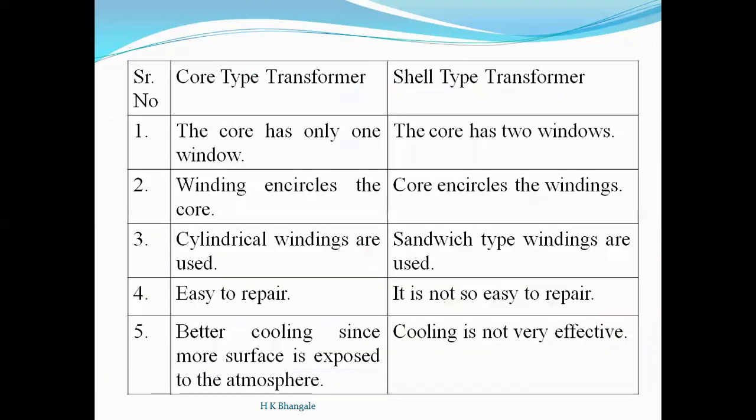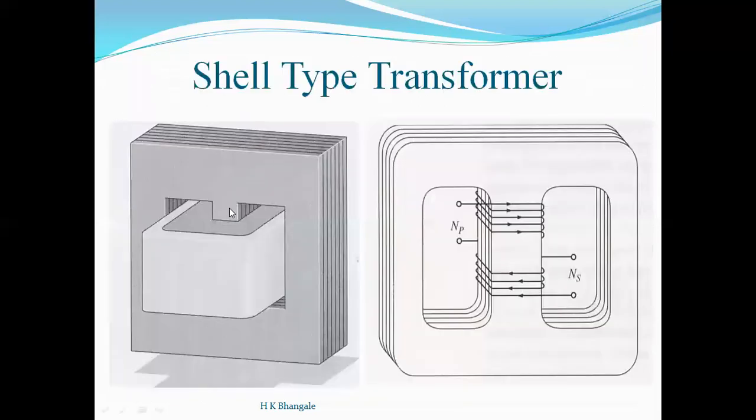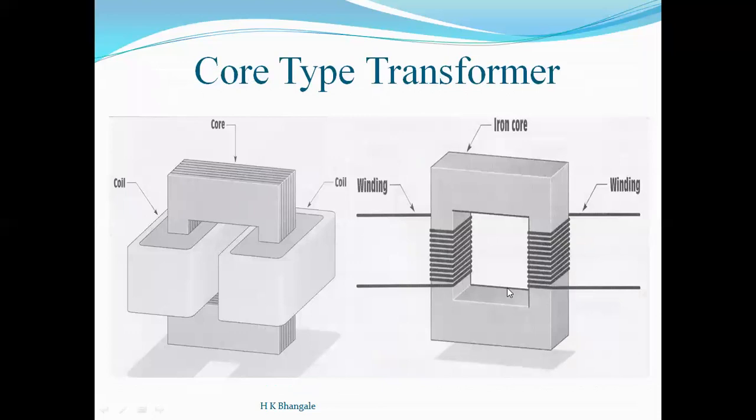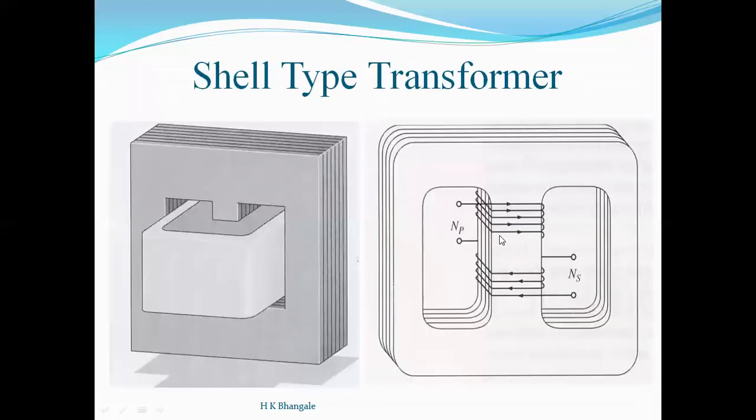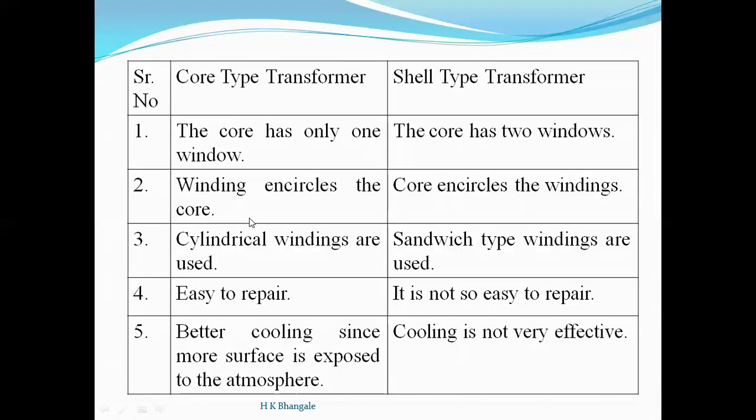Now let us compare the core type transformer with the shell type transformer. The core type has only one window, while the shell type transformer has 2 windows, because the core type is a rectangular shape. Here only a single window is there in core type. Here in shell type, 2 windows are there. So that is the first difference between the shell type and core type.